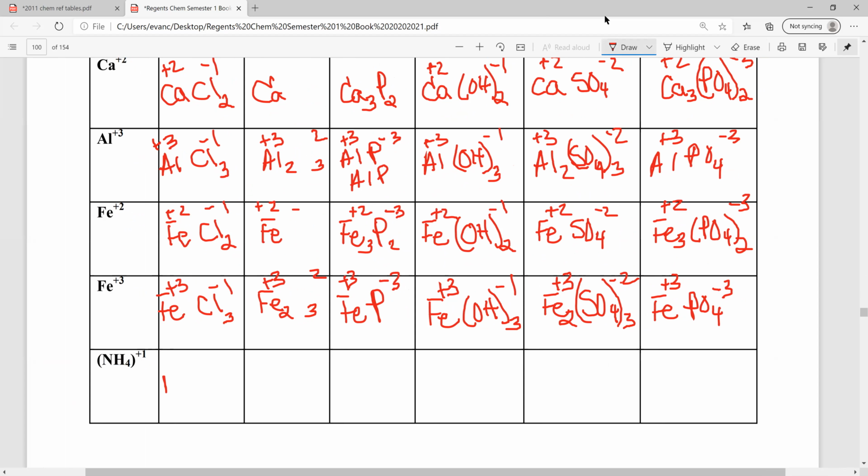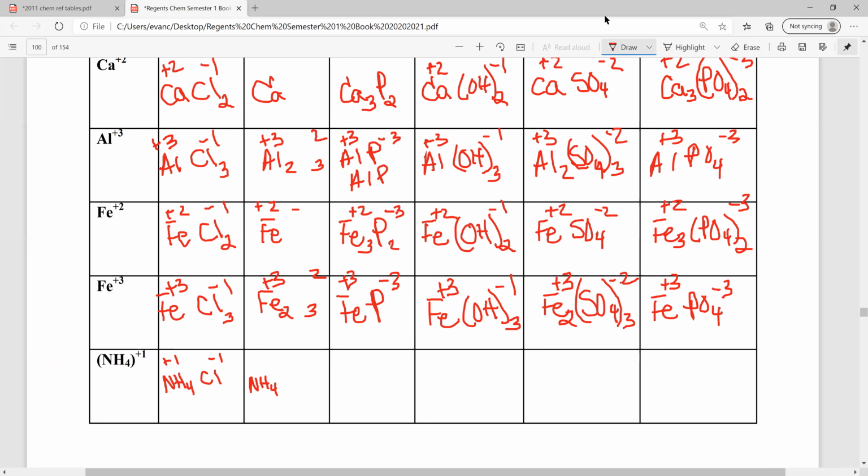So I have NH4. Okay, much better. And now I have a Cl. So then this is a +1 and this is a -1. So it's already good the way it is. It's already balanced.